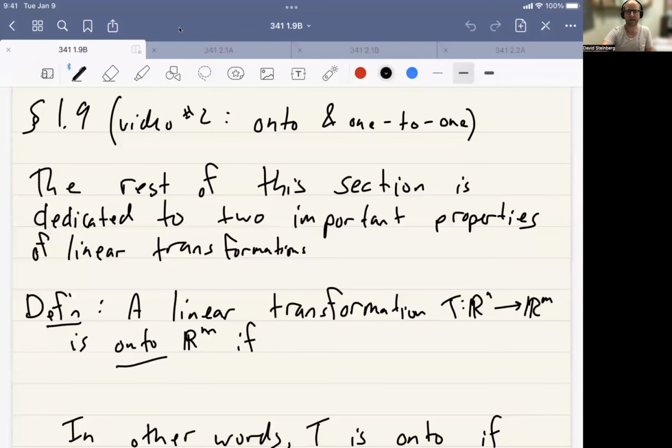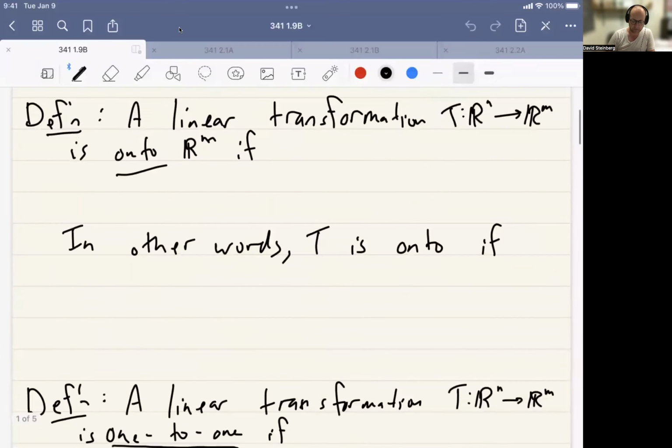Hello all, welcome back to the video 2 for section 1.9. The rest of the section is dedicated to two important properties of linear transformations. We'll get to those properties right away.